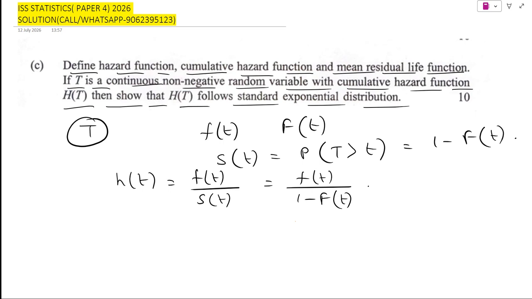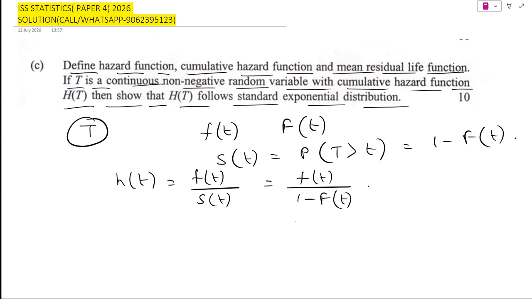Now remember this. Probability asks, will the component fail? And hazard asks, if it has survived until now, how risky is the next instant? So this small difference makes the hazard function one of the most useful concepts in reliability theory.